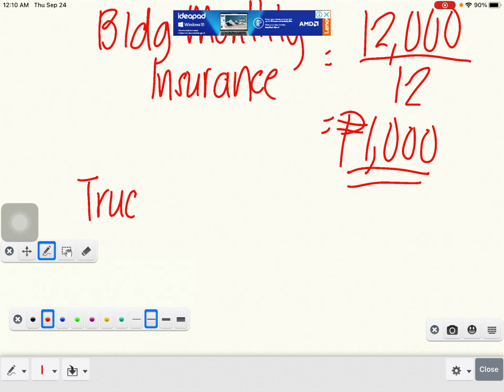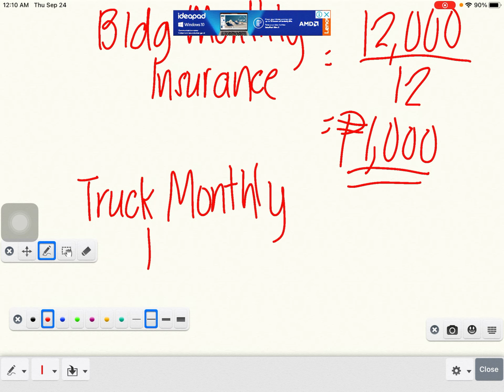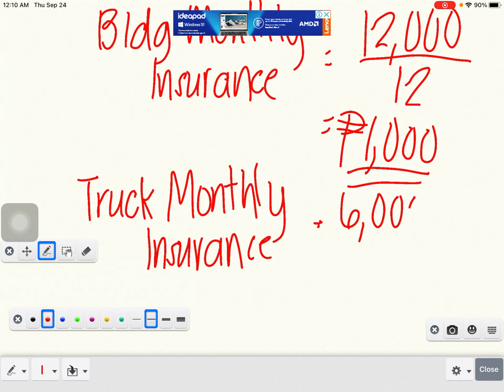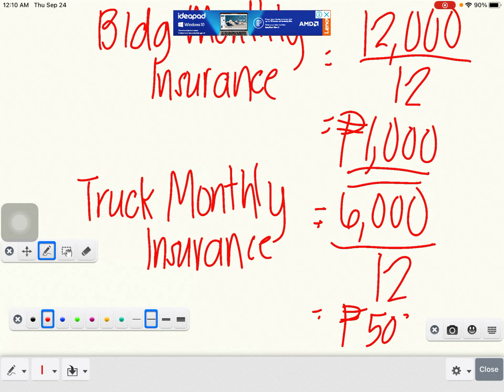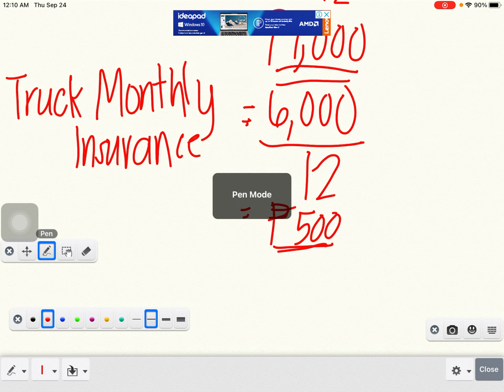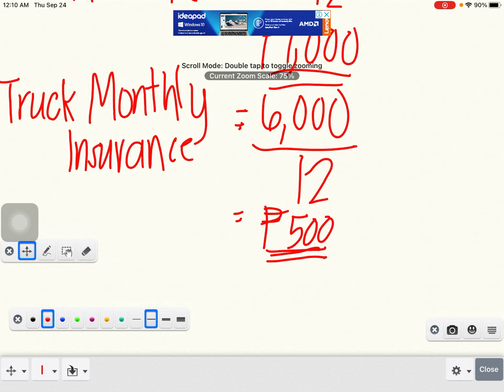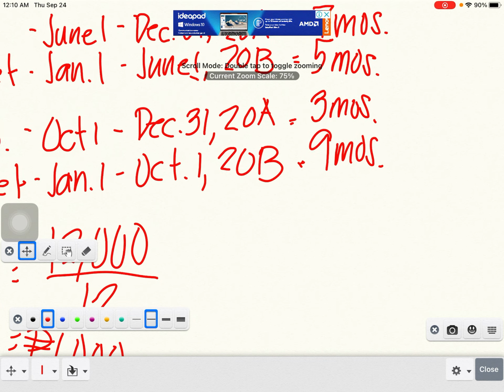And truck monthly insurance, pila to'y amount? That was 6,000 divided by 12. So 500 ba na? Yep, it's 500. So at least we know pila ang per month. So we could already answer number 1.